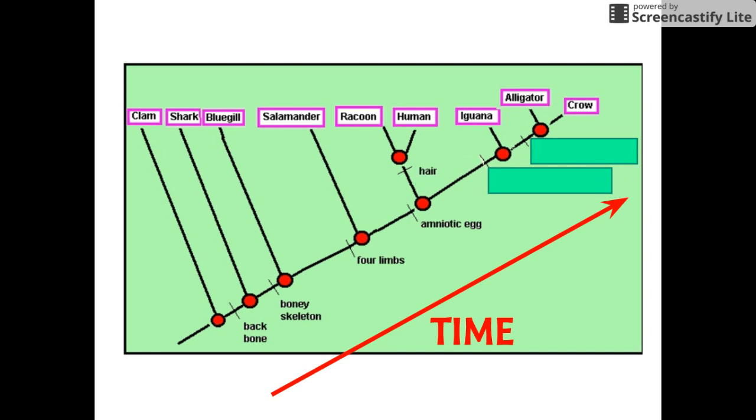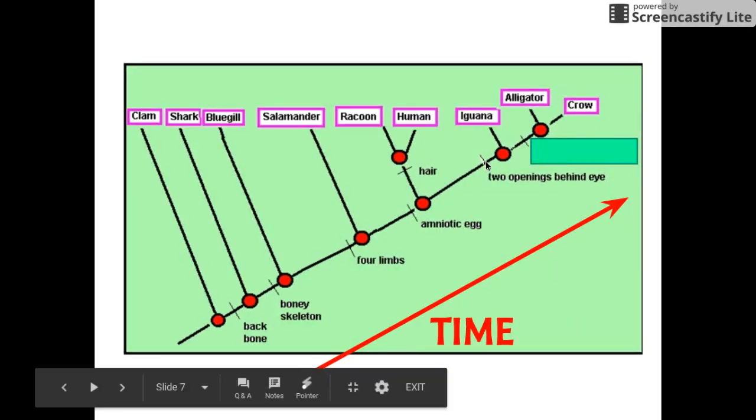Okay, the characteristic that gets the raccoon and human into their own group is hair. So the raccoon and human are least related to the 3 organisms that are left in the clade. The characteristic that is shared by the iguana, the alligator, and the crow is 2 openings behind the eye, and it's in their skull, and it's a bird reptile thing. But again, from this point forward, all the animals have that characteristic.